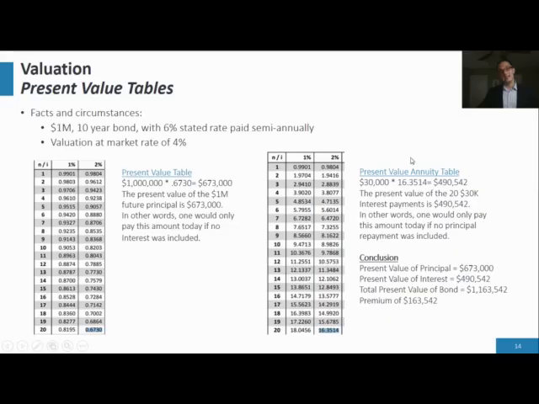What we get as a bond is both of these: the interest payment and the principal payment. So we just add these together. The $673,000 and the approximately $490,000 give us a total present value of the bond of $1.163 million. That gives us a premium over the face value of $163,542. That's what the holder would pay to the issuer. That's the cash they would receive, and then we'd have a debit to cash, a credit to bonds payable, and a credit to the premium on the bond. We're going to go over those journal entries in detail in future lectures.